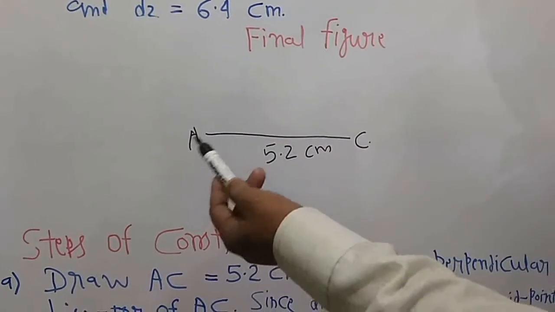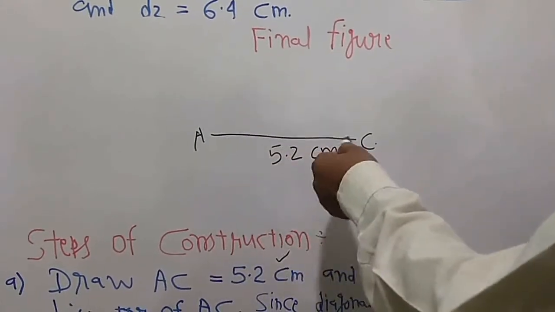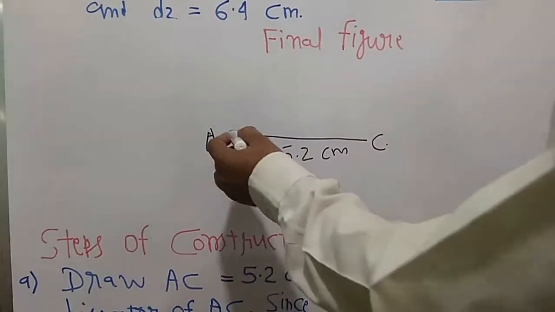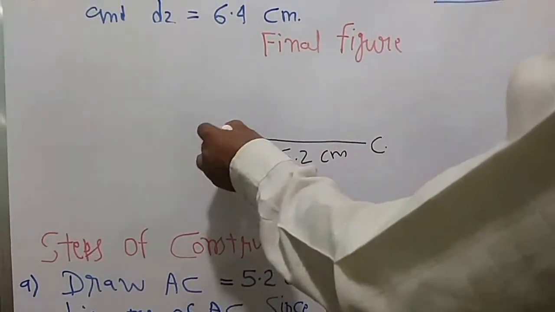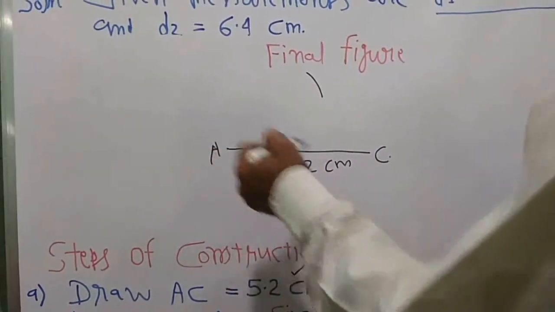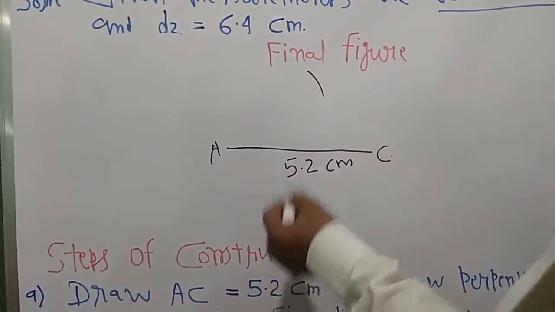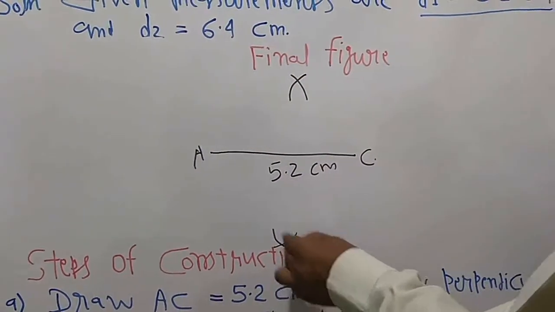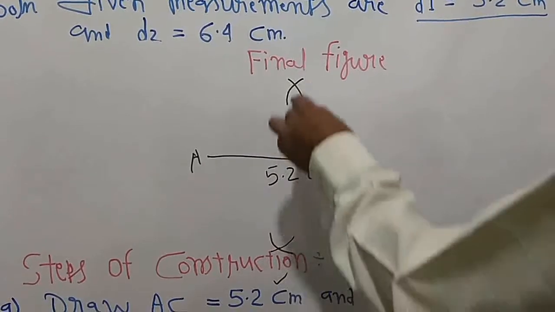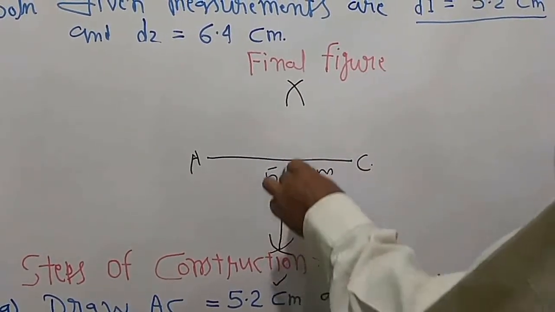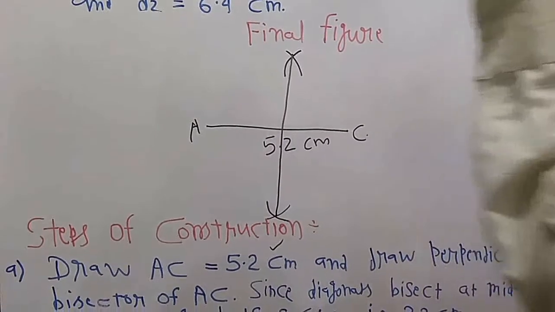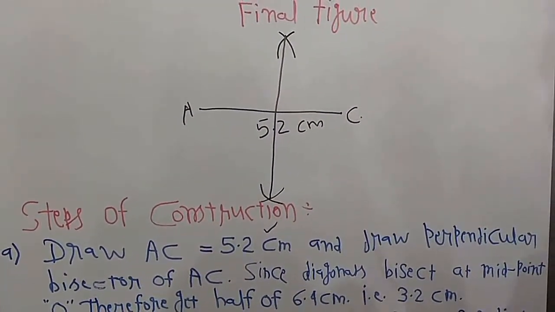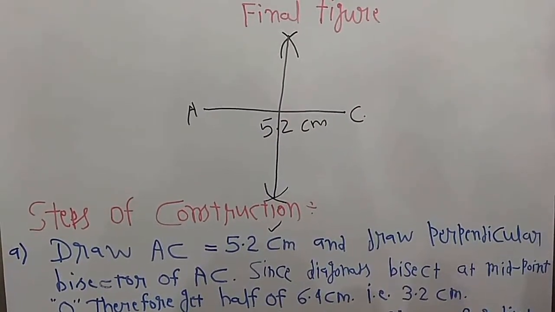For drawing a perpendicular bisector, we take more than half of this, so approximately 3 we take. Then we draw one arc on this side from point A, one arc on the other side from point A, then from point C we draw one arc here and one here. Then we join these two intersecting points. This is the perpendicular bisector of 5.2 centimeter. It divides AC into two parts, and each part has the same length, that is 2.6 centimeter.